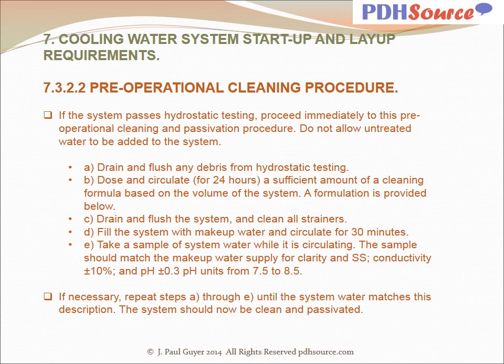Fill the system with makeup water and circulate for 30 minutes. Take a sample of system water while it is circulating. The sample should match the makeup water supply for clarity and suspended solids and have a conductivity within plus or minus 10% and pH from 7.5 to 8.5. If necessary, repeat steps A through E until the system water matches this description. The system should now be clean and passivated.